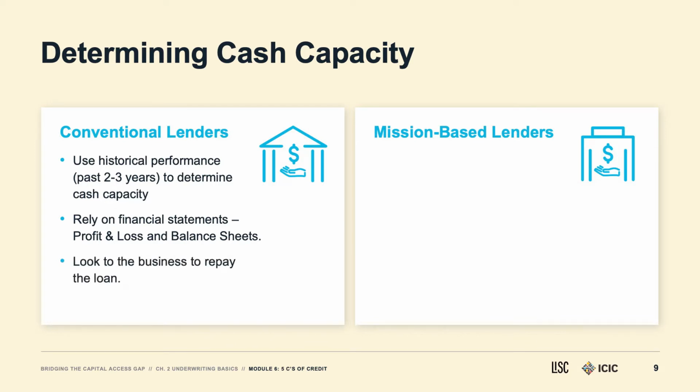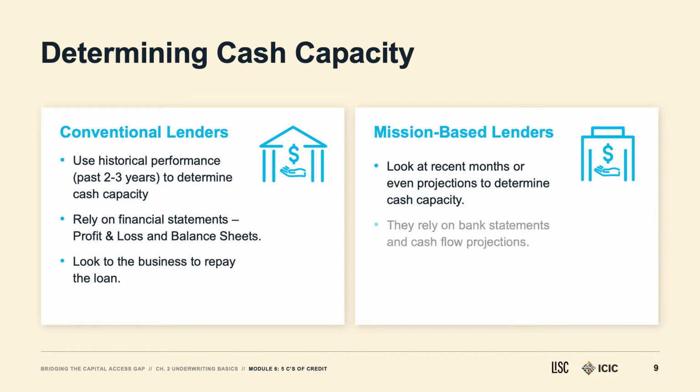If we hop over to what our mission-based lenders are willing to do, they're often willing to look at more recent history instead of going back 2 or 3 years to see capacity. They might just look at the last 6 months. They might be willing to look at bank statements instead of financial statements. Bank statements are much easier for our client base to produce than the formal financial statements. And they're more likely to consider personal sources of repayment for young and startup businesses.